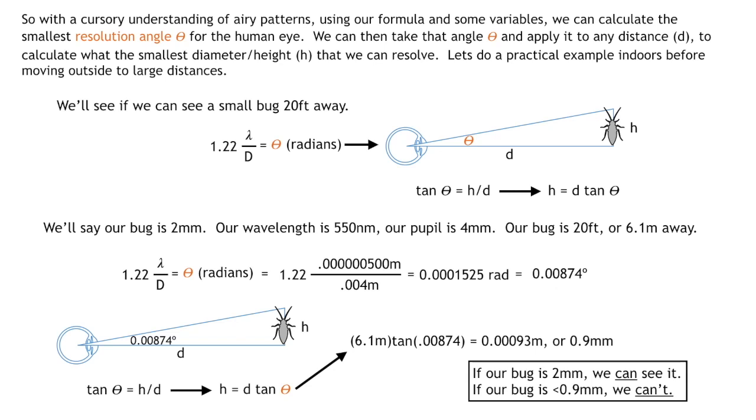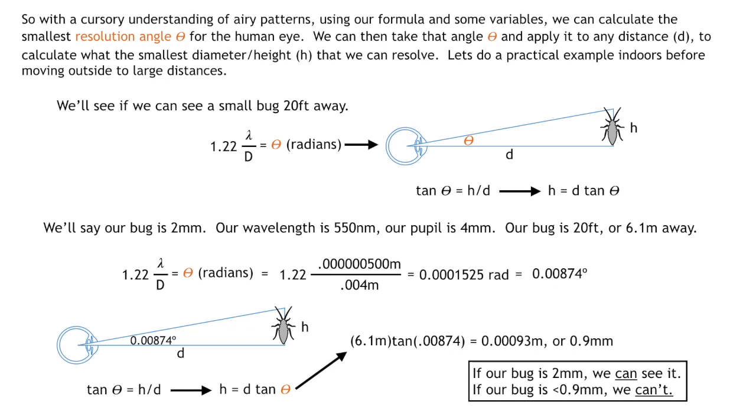theta. So we'll say our bug is 2 millimeters. The wavelength of light we're observing here is 550 nanometers, right in the middle of the visible spectrum, and our pupil aperture diameter is 4 millimeters. So our bug is 20 feet away, or 6.1 meters. So we've first solved for theta. We plug in our numbers.